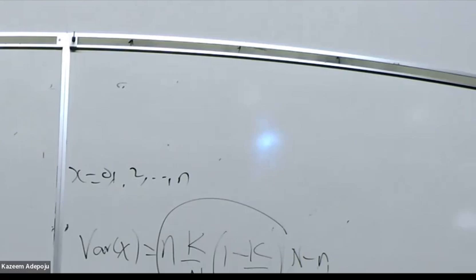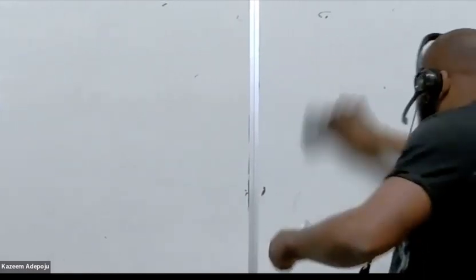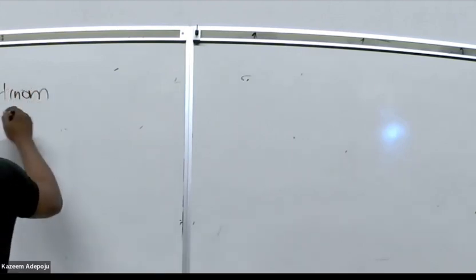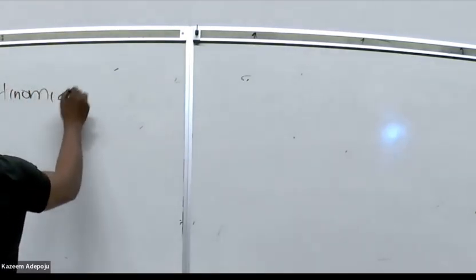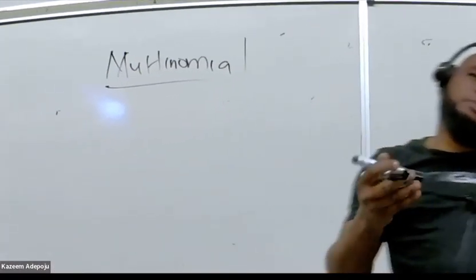Okay, the multinomial is when the number of categories is more than 2. And we are still sampling with replacement.